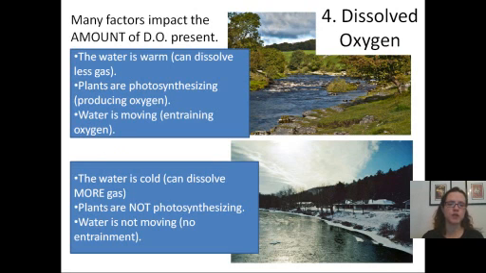Dissolved oxygen is the fourth parameter, and in video 6 I feel like we already talked a lot about the factors that impact the amount of dissolved oxygen present. So the temperature of the water, the plants that are available, the moving water, if it's entraining oxygen or not. So I won't talk too much more about dissolved oxygen.